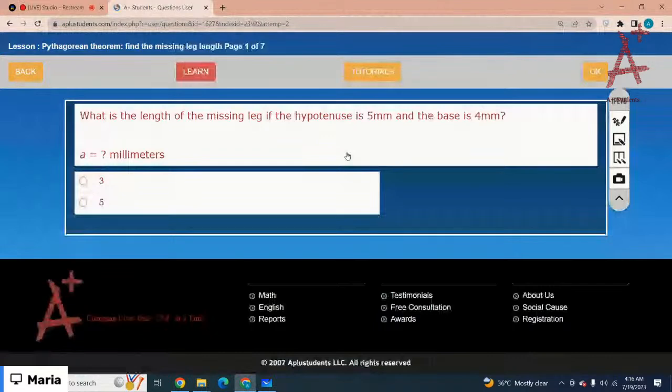Let's just start with the test questions. Okay, what is the length of the missing leg if the hypotenuse is 5 millimeter and the base is 4 millimeter? Now you are given the hypotenuse and you are given the base. You have to calculate the length of the other leg. Got it?